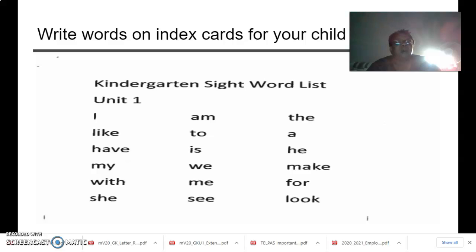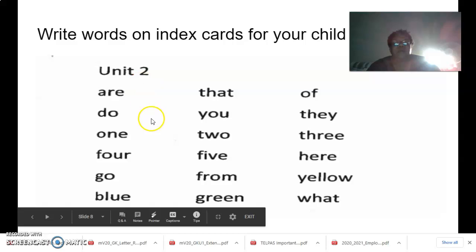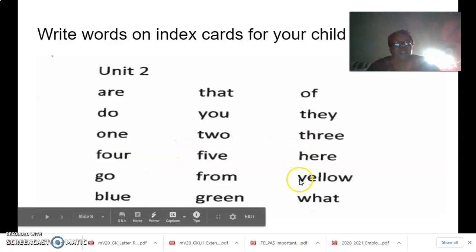Find the words in books or stories as well. Okay, let's do the next one, Unit 2. Ready? Are, that, of, do, you, they, 3, 2, 1, 4, 5, here, yellow, from, go, blue, green, what.